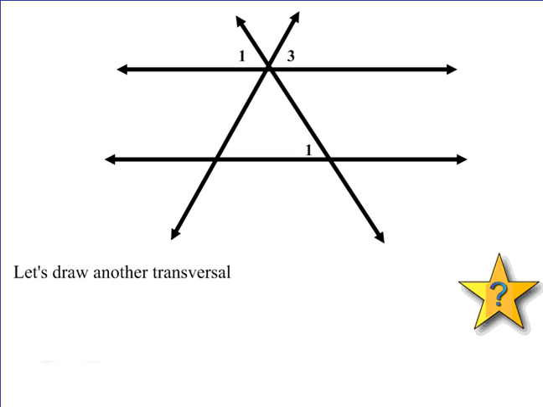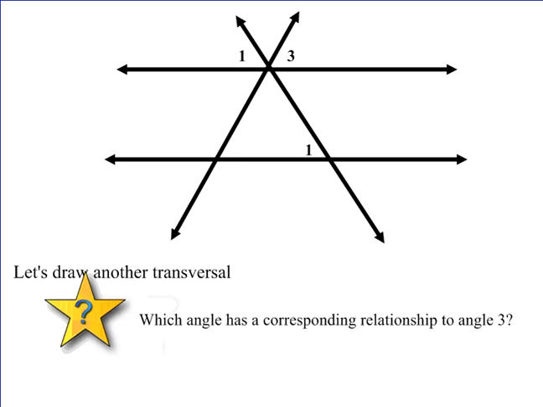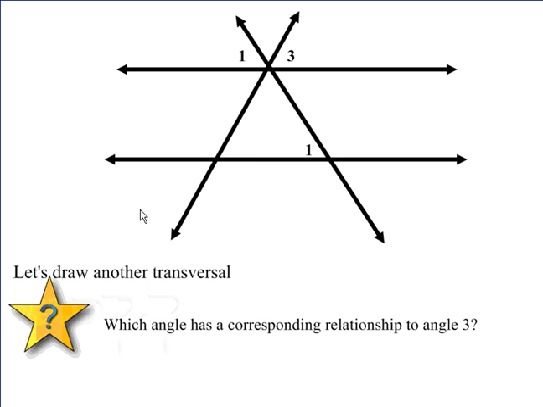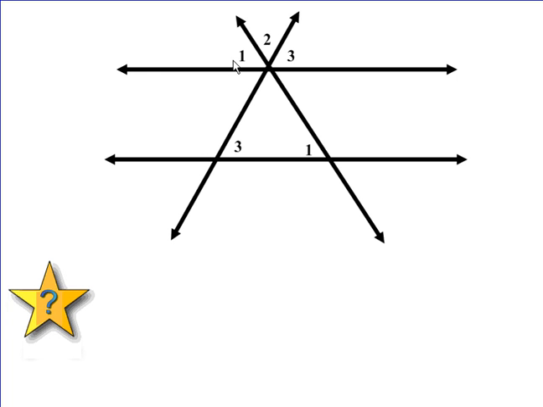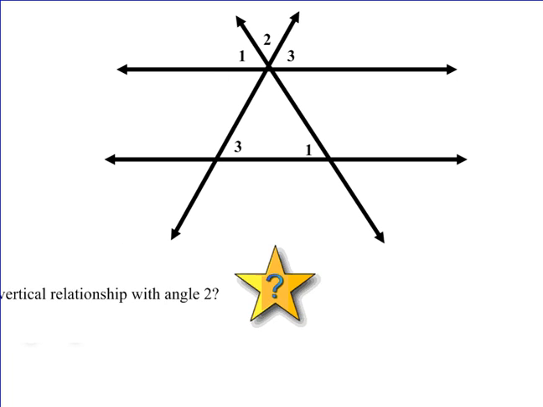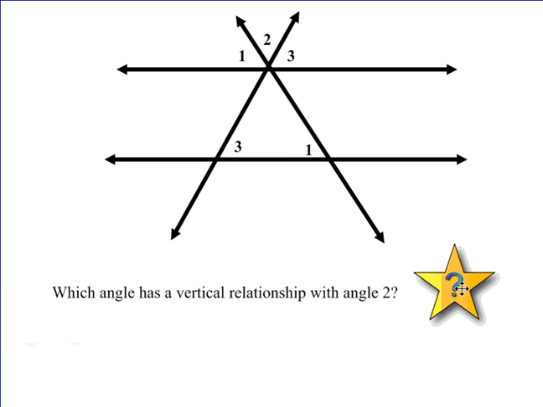If we draw another transversal cutting across the other direction but meeting up at the top of that parallel line there, and I'll put angle 3 right there, I'm going to ask which angle has a corresponding relationship to angle 3, which is right here in the middle. There it is. And we can see that corresponding relationship on the same side of the parallel line, on the same side of the transversal. Now if we take a look here at angle 2, which is right above here, I put it in that empty space, we want to know which angle has a vertical relationship with angle 2. Well, since angle 2 is right here, the vertical relationship is right underneath it.